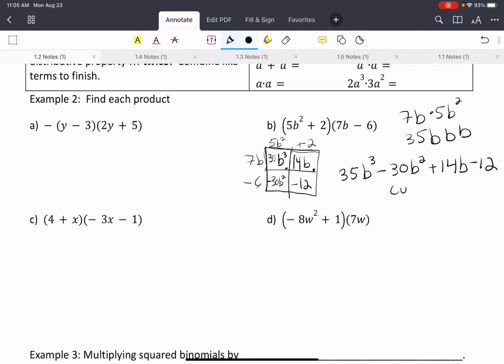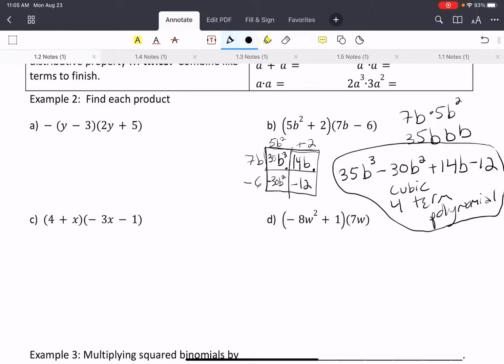So this one is a cubic 4-term polynomial. We're always going to be classifying today, mostly because I want to drill it in your brain so that I can try and help you memorize. Okay, what size would C's box be? Yep, regular 4 square.